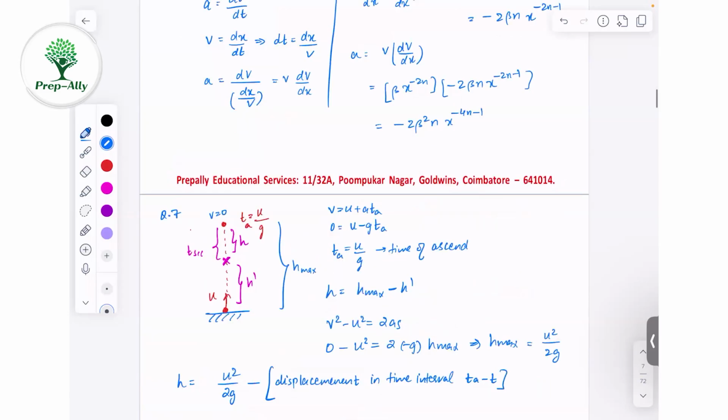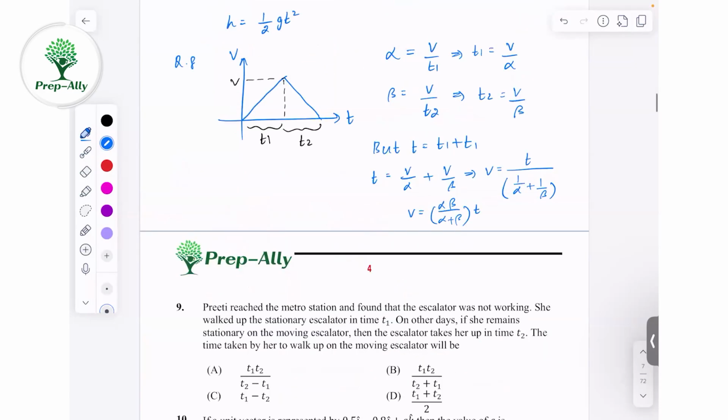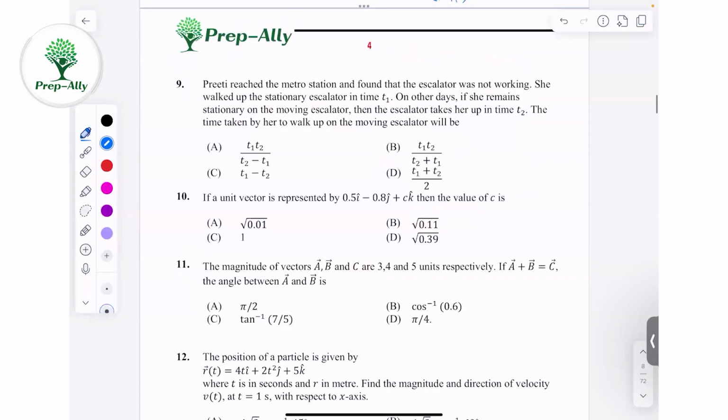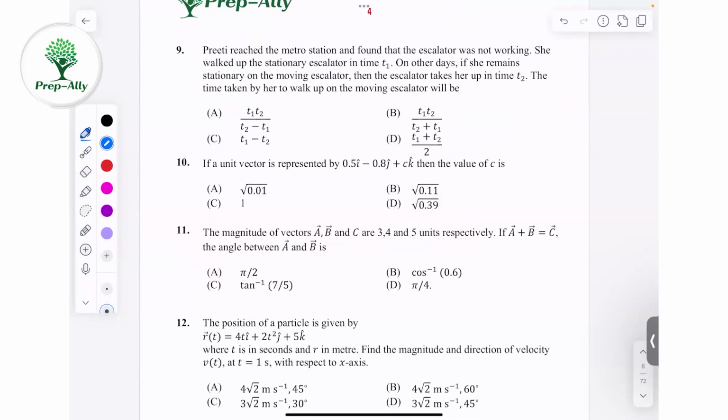Moving on to the next one. Preeti reached the metro station and found that the elevator was not working. She walked up the stationary escalator in time t1. On other days, if she remains stationary on the moving escalator, then the escalator takes her up in time t2. What is the time taken by her to walk up the moving escalator?